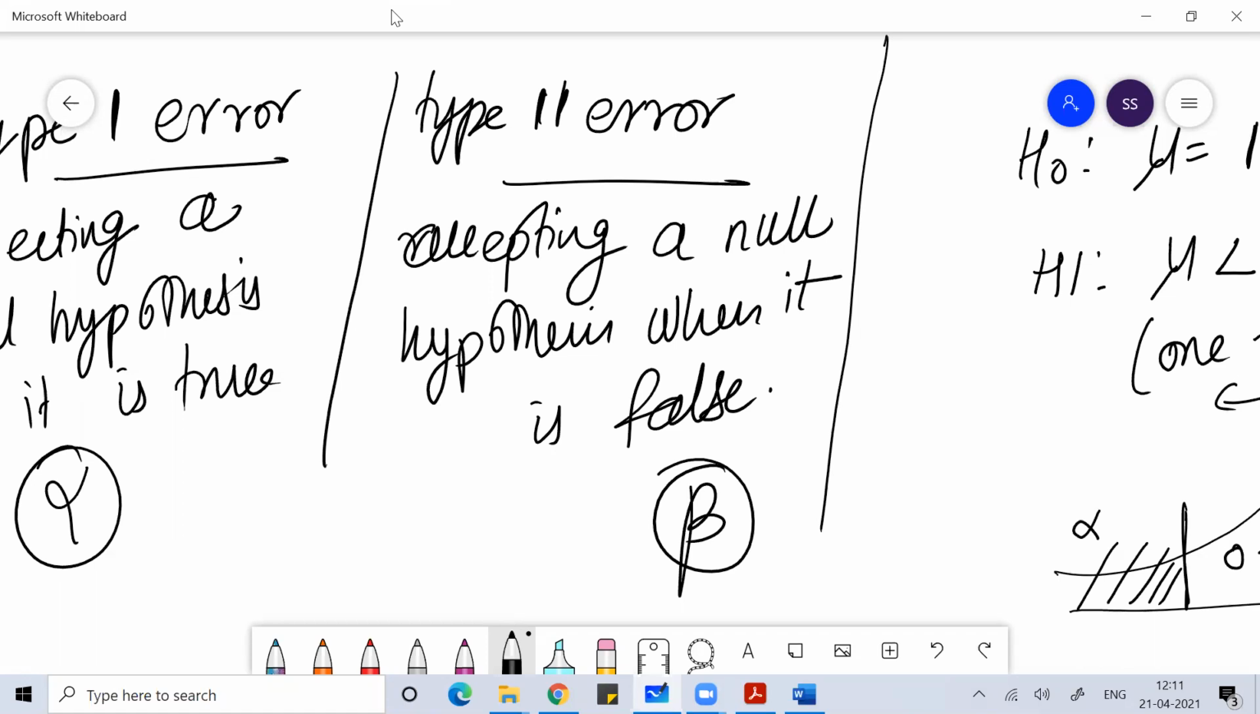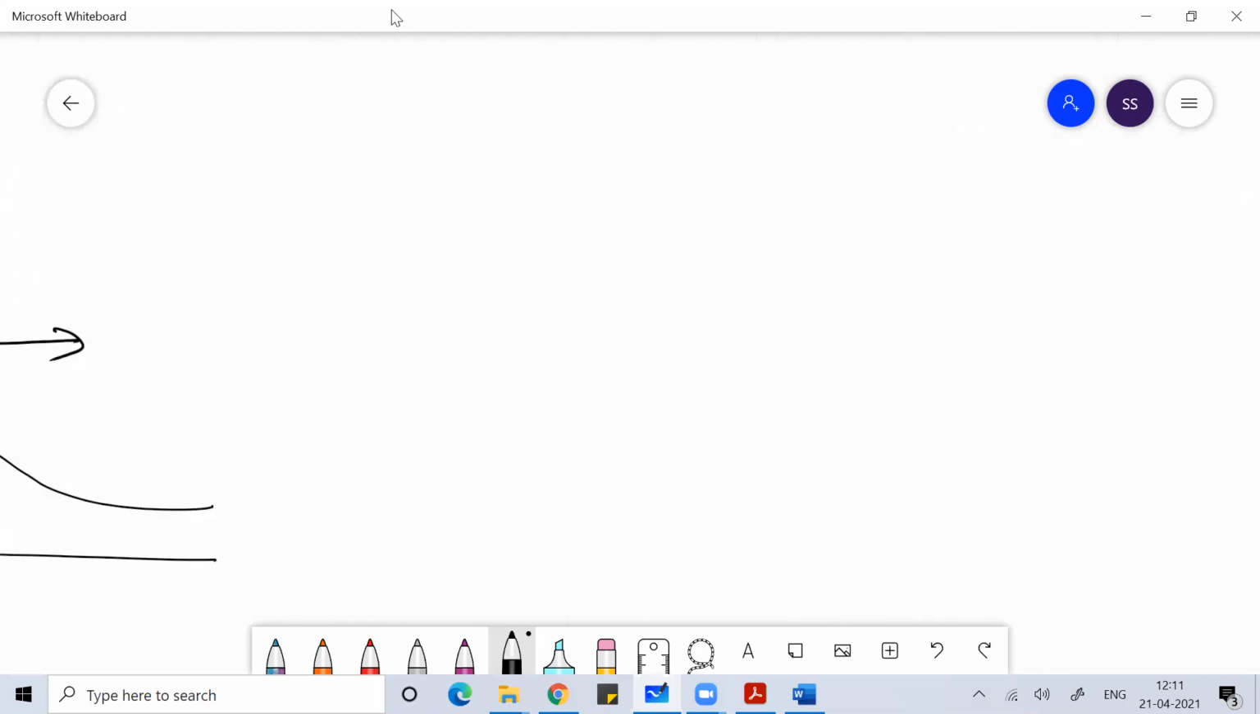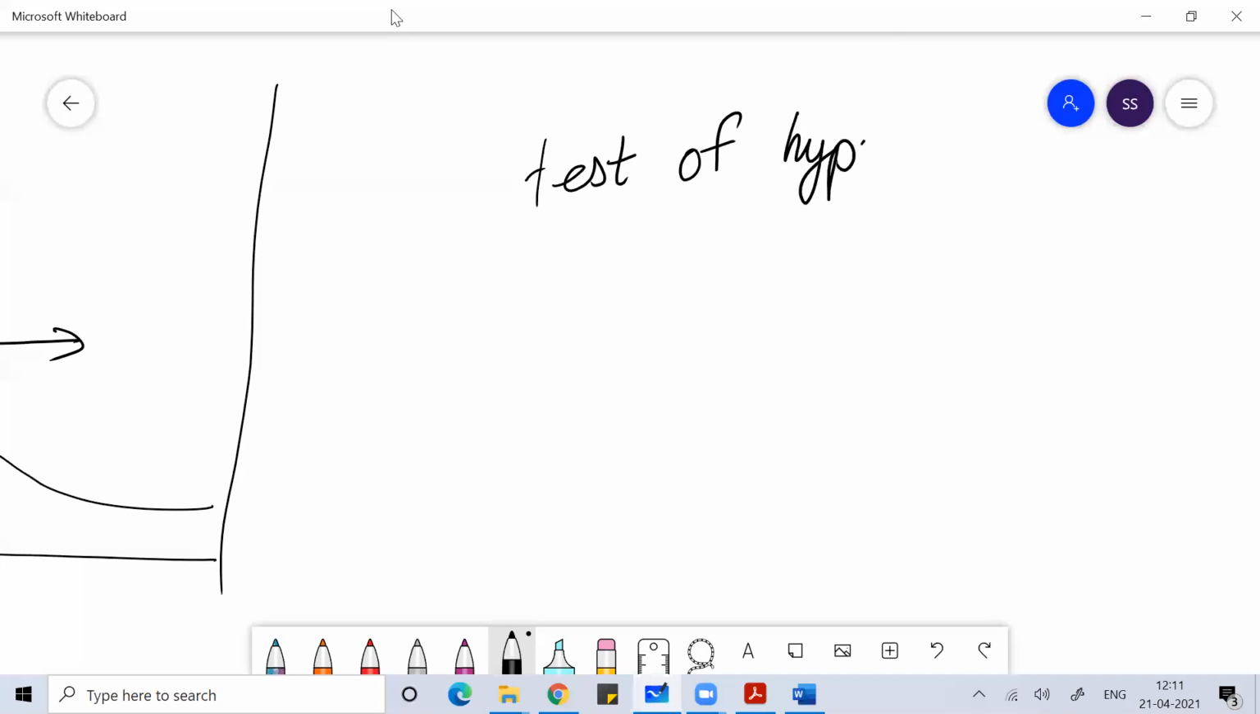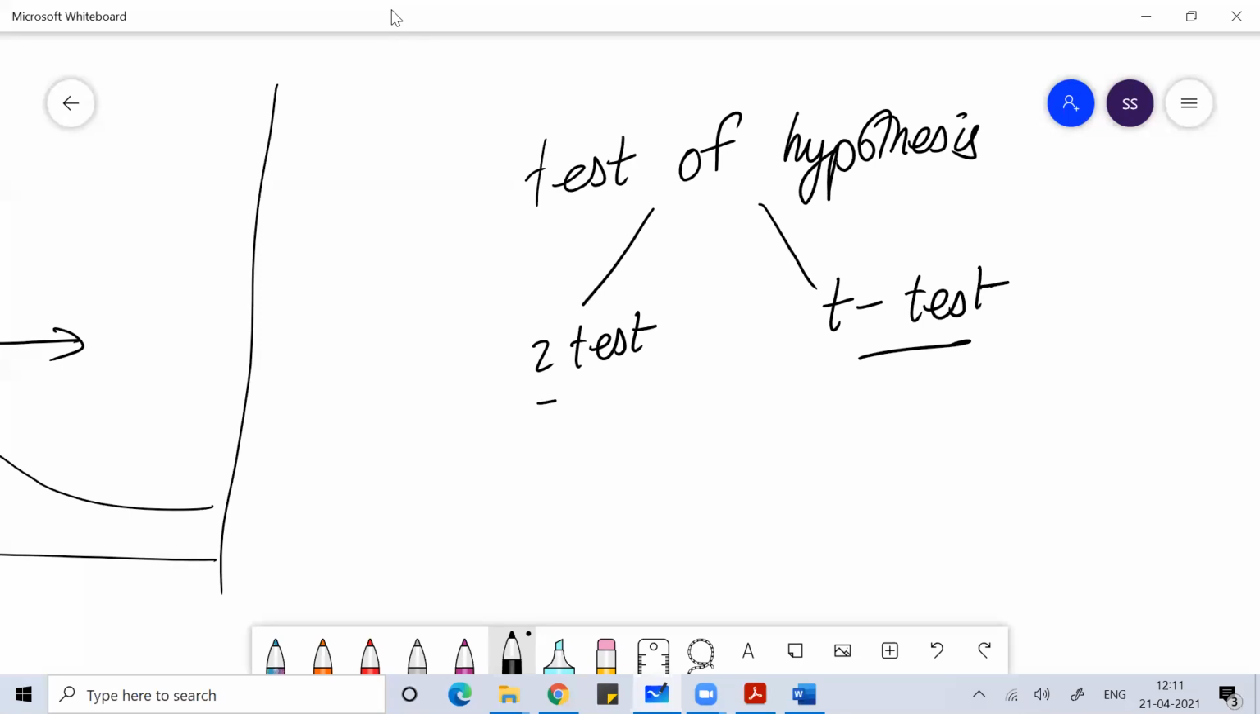Prove or disprove this, that research I have to do from my end. Okay, now you will get confused when I'm doing the test of hypothesis. I believe you have understood one tail test and two tail test. Next thing you need to understand is that whenever we are doing a test, we will talk either in terms of Z test or in terms of T test.